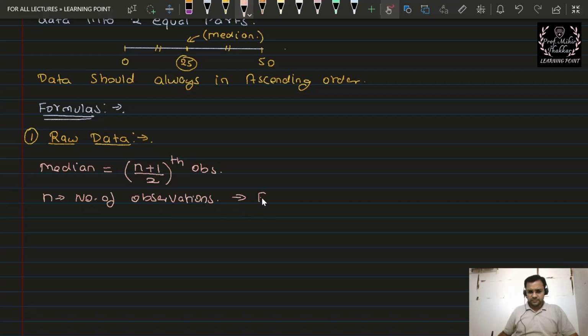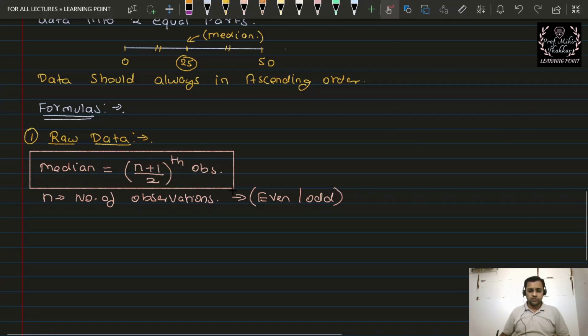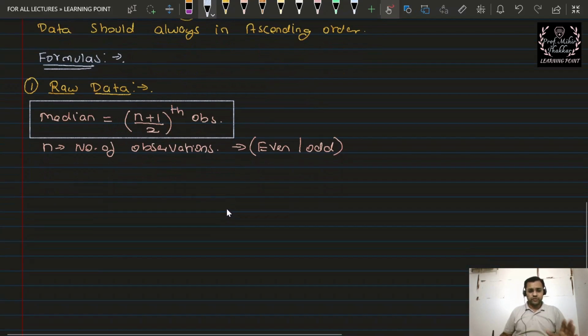It can be even or odd. For both the cases, this is the only formula that we have to remember. There is no different formula for the different number of observations. Whether you are working on the even number of observations or the odd number of observations, the formula always remains the same. So we have to remember only one formula. And let us see how to apply this formula with the help of an example.